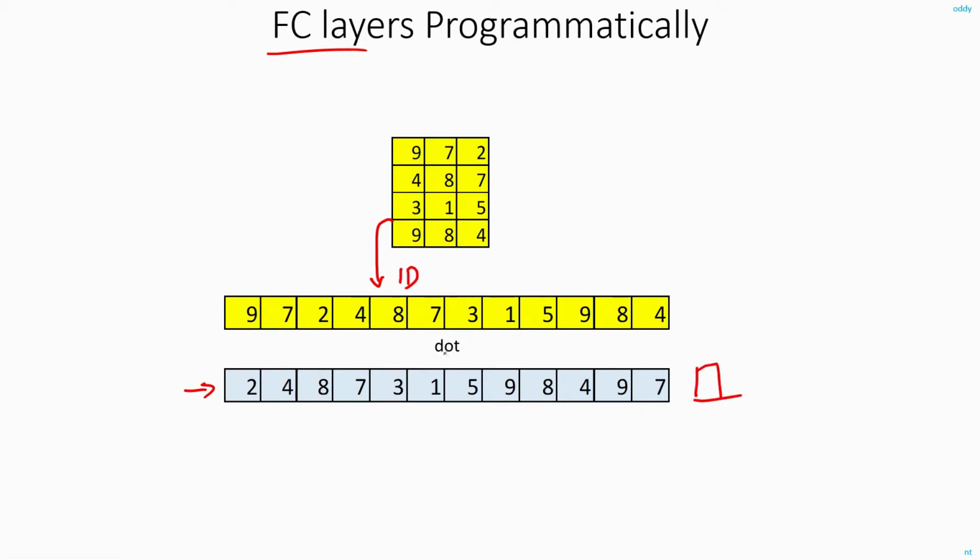So what is actually happening in a dot product? You are doing the element-wise multiplication of all these values. Whatever products you are getting, you are just adding up all the values to get a single scalar output. So that is what is happening in a dot product.